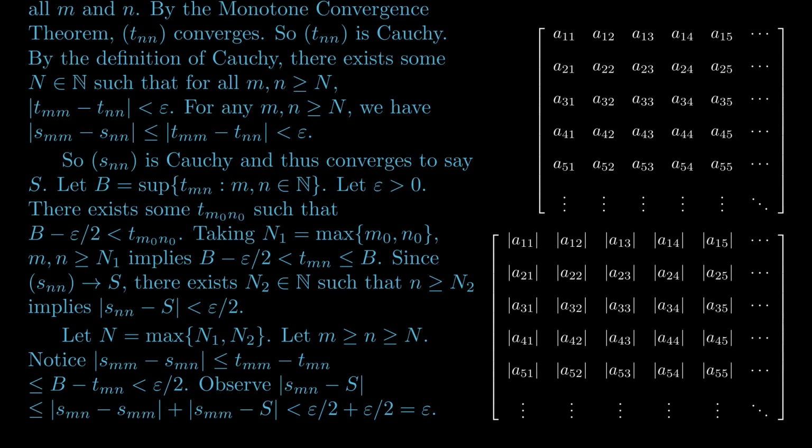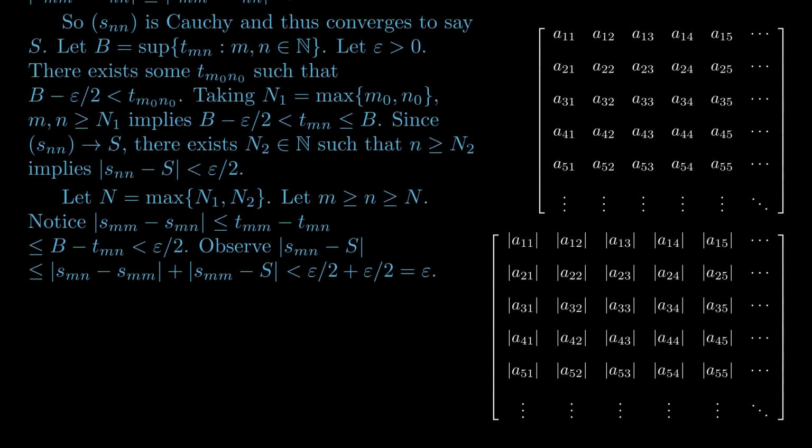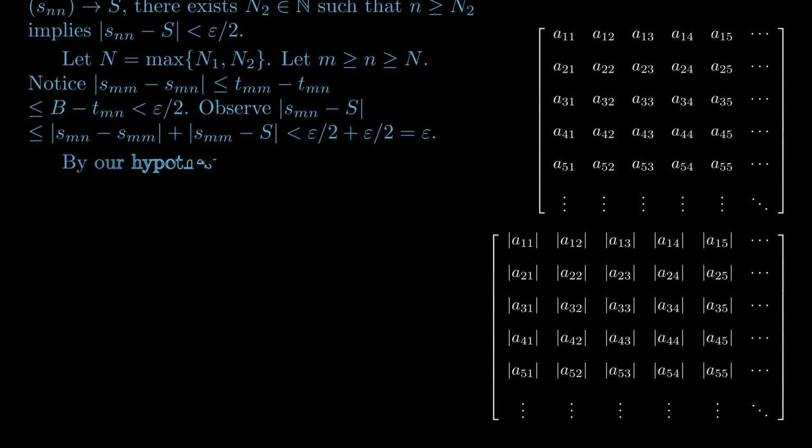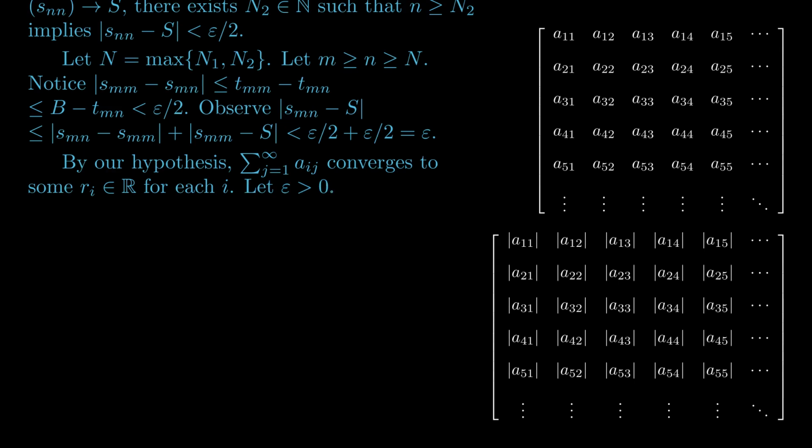With this established, let's turn our attention toward showing the convergence of the first iterated sum to S. By our hypothesis, the series j equals 1 to infinity of a_ij converges to some real number, say R_i, for each i. In other words, it makes sense to talk about the row sum. So with this definition, I just need to show that the sequence of these row sums, the sequence R_m, converges to S. So let's let epsilon be greater than 0, starting a new convergence argument.